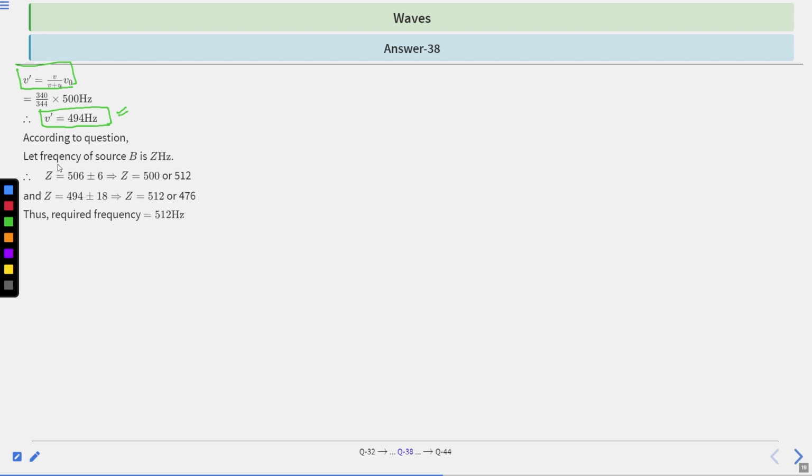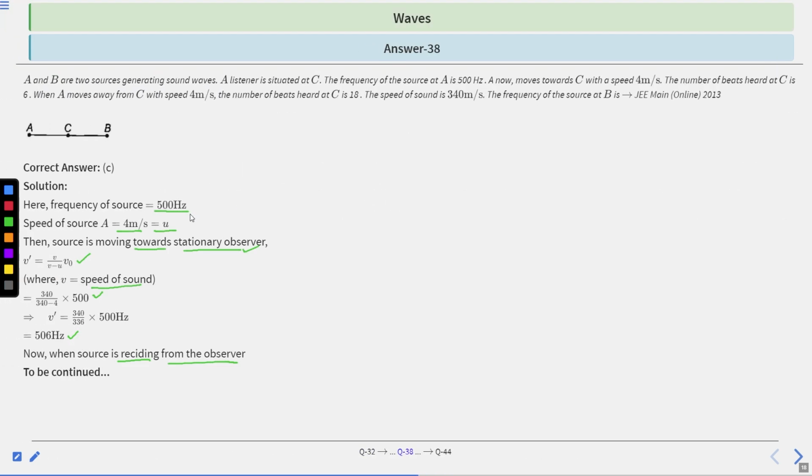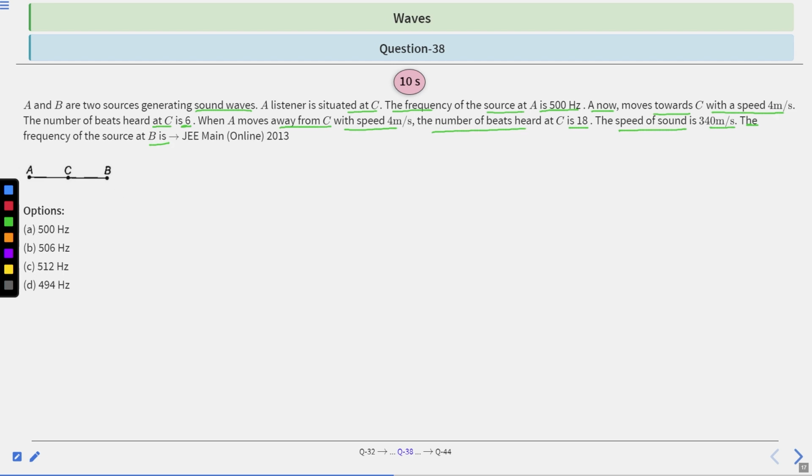494 Hz. So according to the question, let the frequency of source B be Z Hz. Then Z equals 506 plus or minus 6, which is 500 or 512, and Z equals 494 plus or minus 18, which is 512 or 476. The required frequency is 512. So 512 is the correct answer, option C. 512 Hz is the frequency of the source at B.